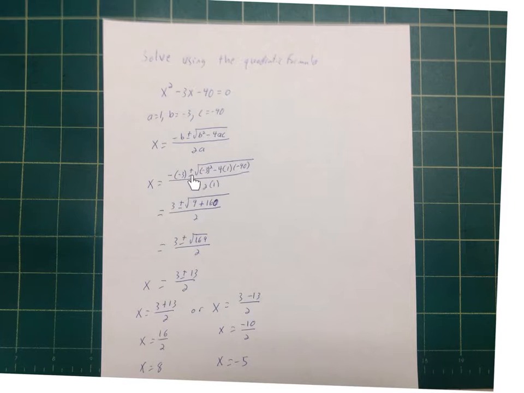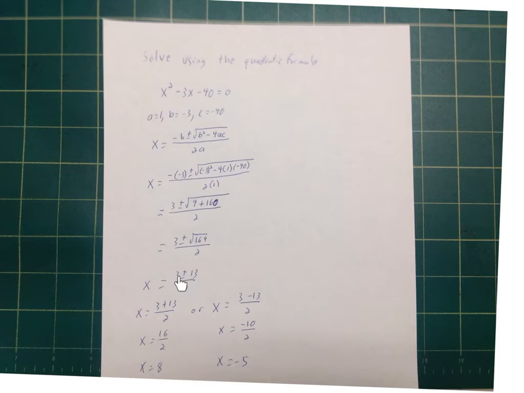Then we have plus or minus the square root, and we want to square that -3, which will be a 9, minus 4 times a, which is 1, and c's -40 over 2 times a, which is 1. So the denominator's 2, that's a 9. If you multiply -4 times -40, that's 160, and we add 9, that's 169, a perfect square. Square root of it's 13. So I have 3 plus or minus 13 over 2.